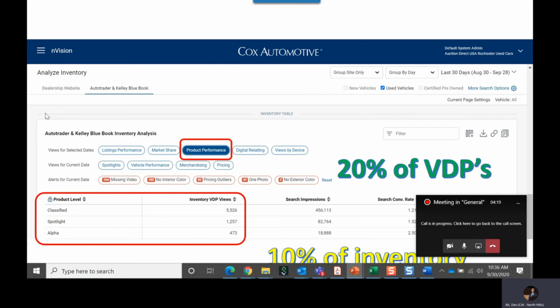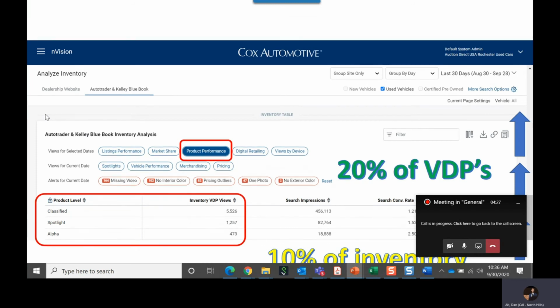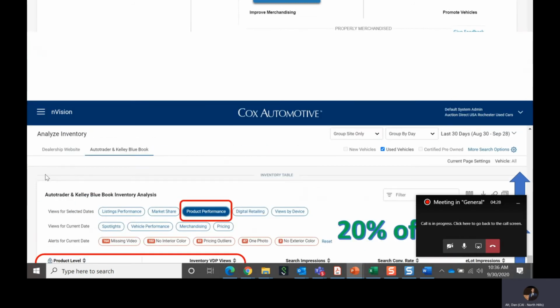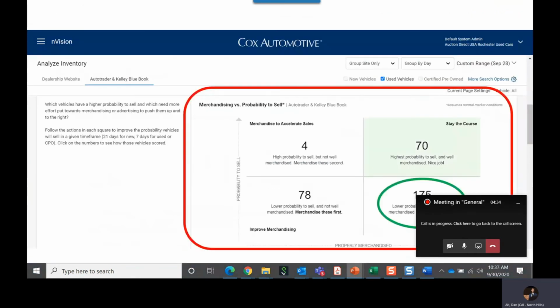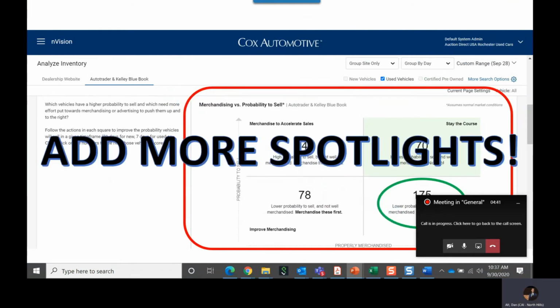Al, I think we got a solution to help with these low probability to sell vehicles. What is that solution, you ask? I think you need to spotlight these vehicles. You have the ability to spotlight about 10%, as I mentioned, and this accounts for almost half of your inventory. So I think what you need to do is add more spotlights. Adding spotlights is going to give you the ability to put more of that inventory at the top, where it's actually going to be seen first ahead of your competition and thus get more engagement.